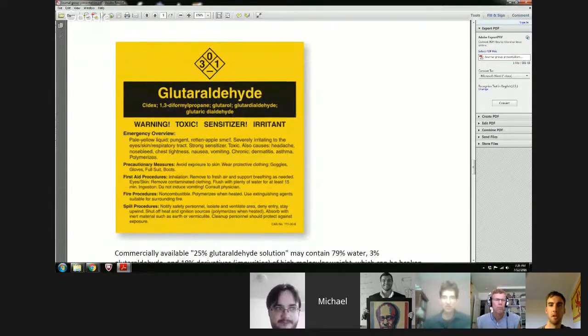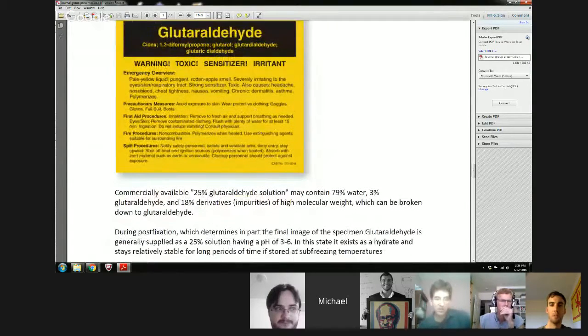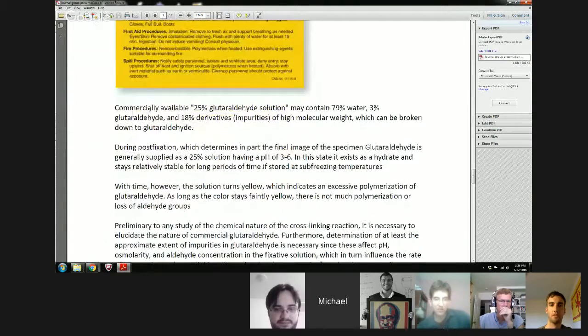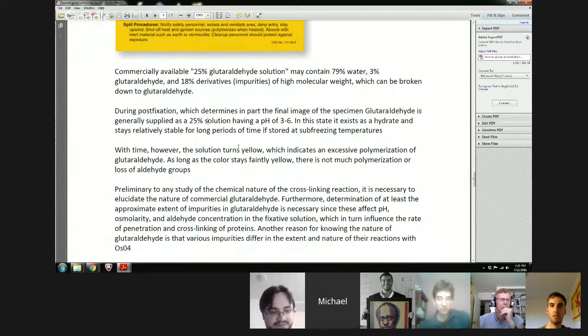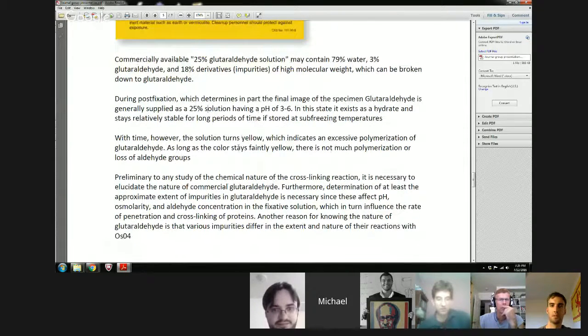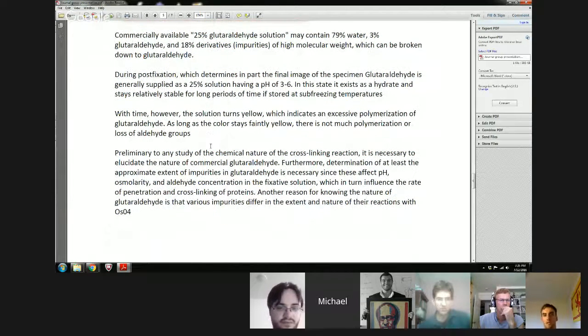So this is just a warning: glutaraldehyde toxic, all that stuff. There's a lot of interesting stuff about the chemistry, which other than Robert, I don't know that the rest of us need to know too much of, impurities and whatnot, although it sounds like that can be important. But a big thing that I want to talk about is the polymers, because it seems like that's a big issue. And if it turns yellow, then it's starting to get too many polymers. So that's something I saw.